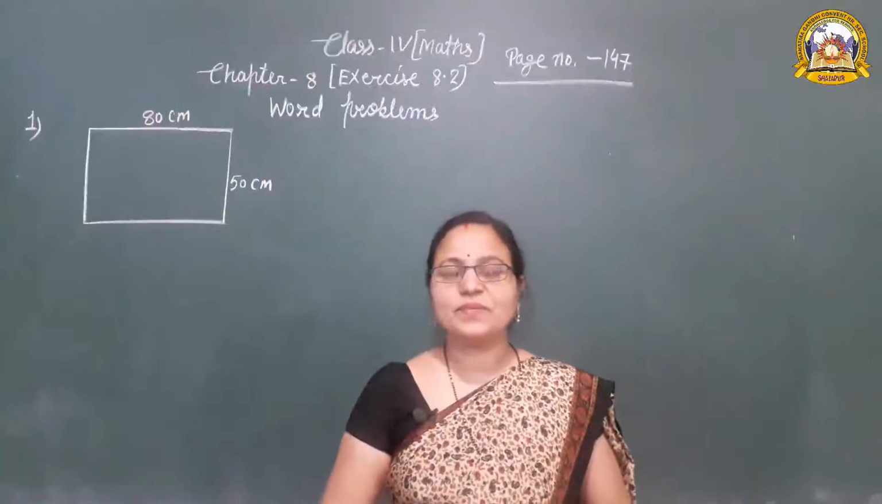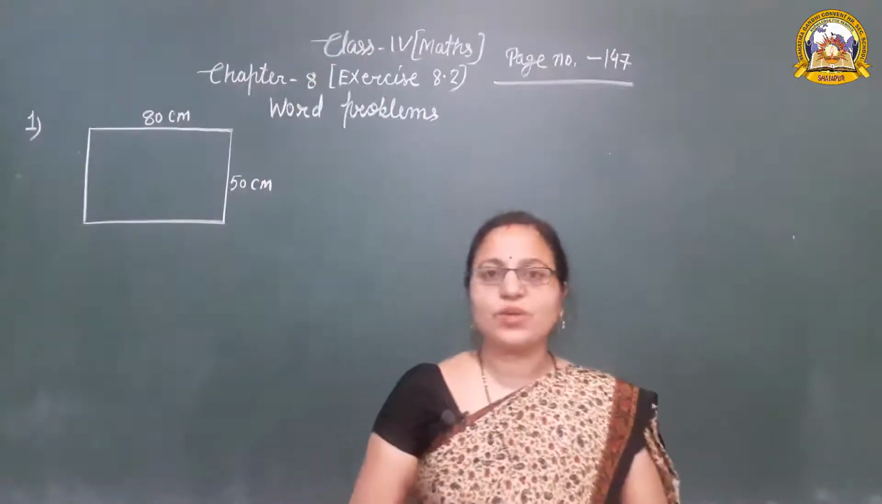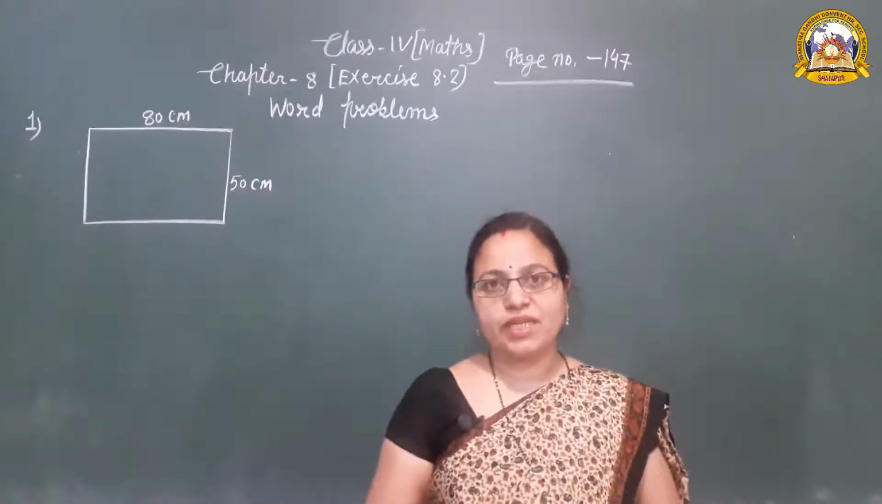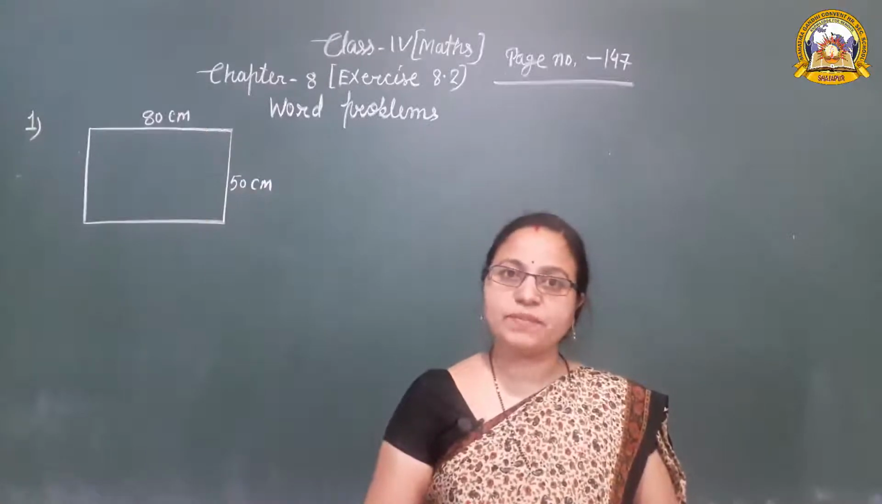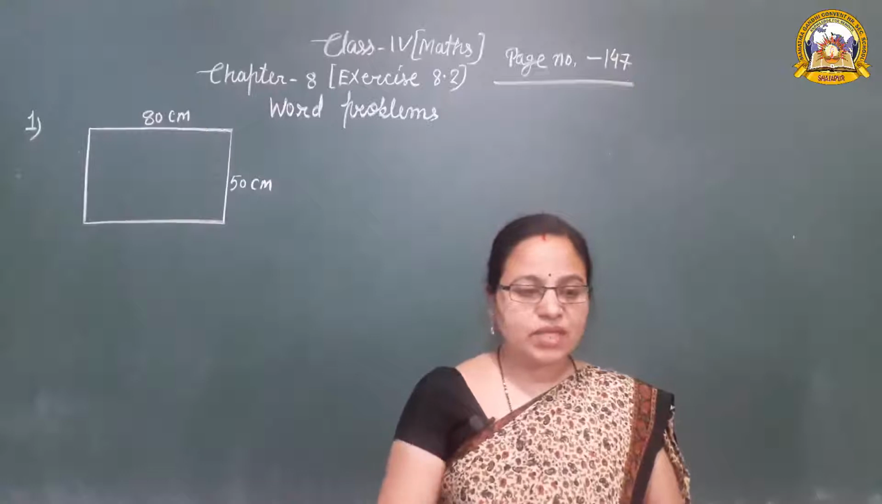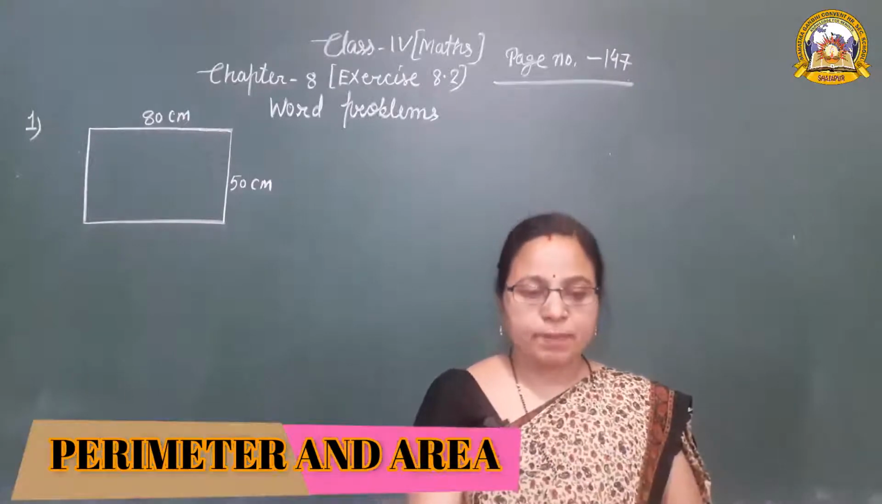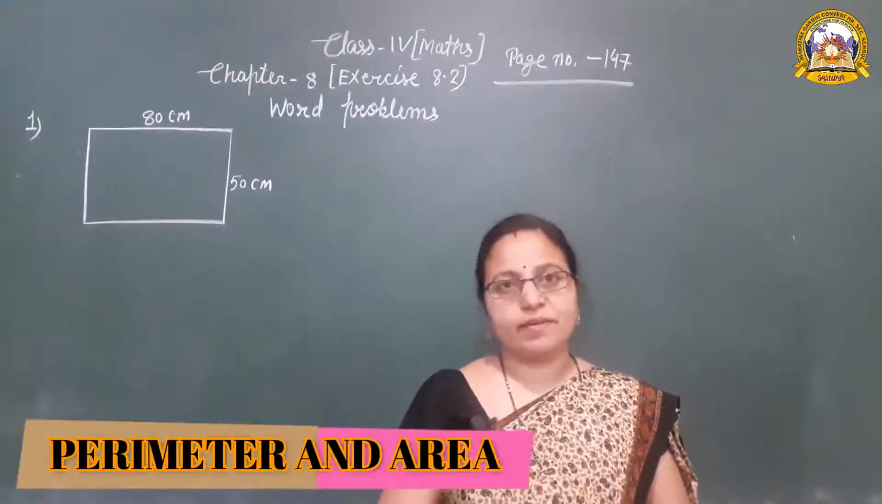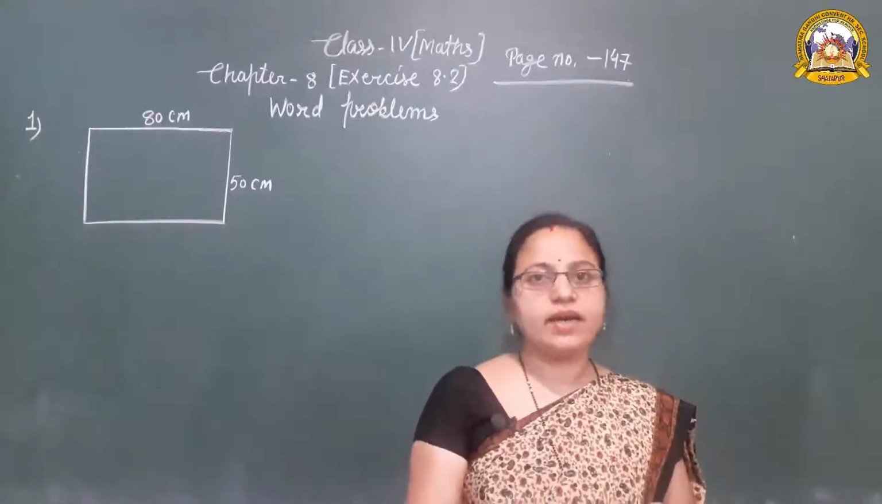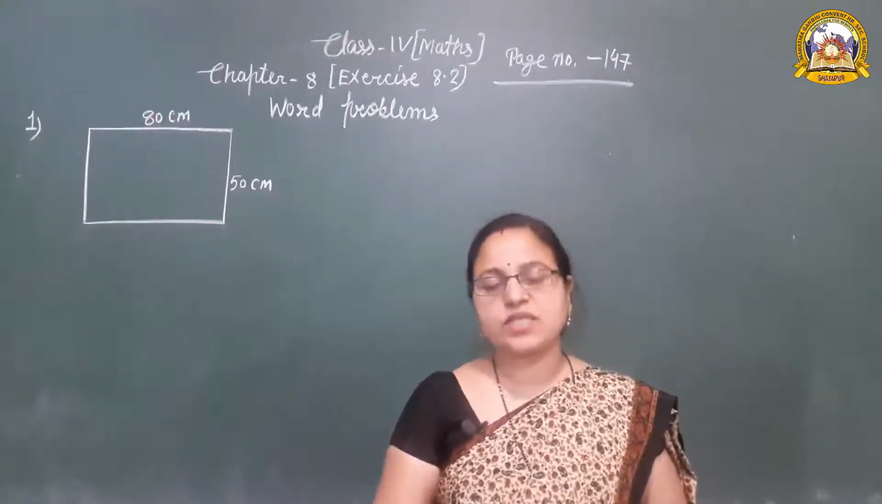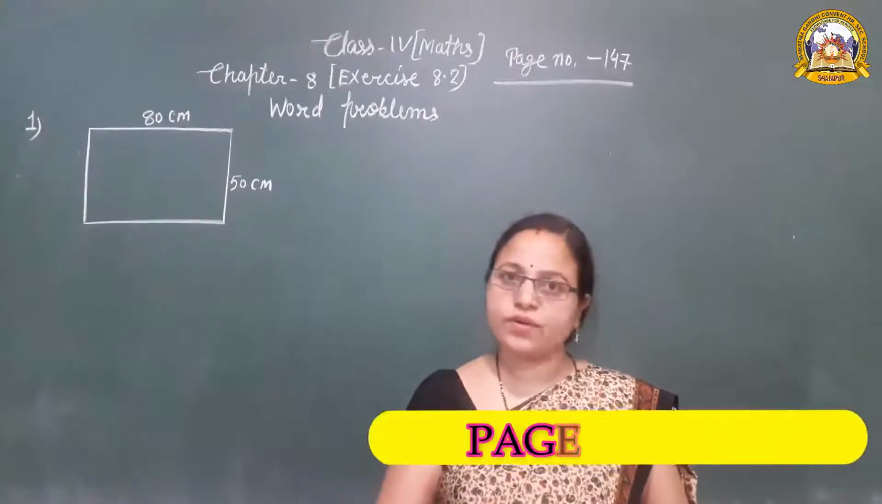Hello student. Today we are going to start chapter 8, exercise 8.2. What is the name of this chapter? The name of this chapter is Perimeter and Area. Chapter 8, Perimeter and Area, exercise 8.2, page number 147.